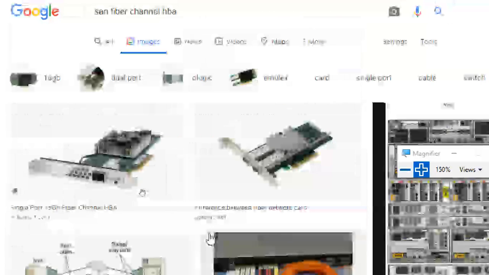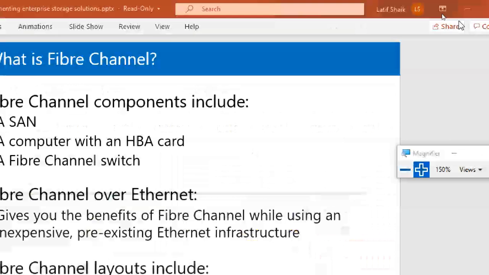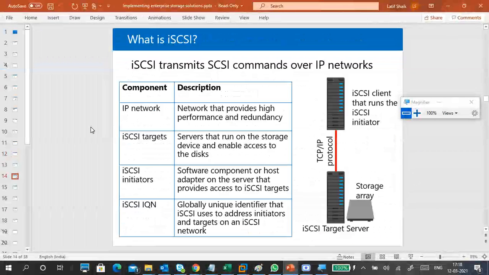So many are there, but it's okay, leave it. The last one is iSCSI. So what is iSCSI?